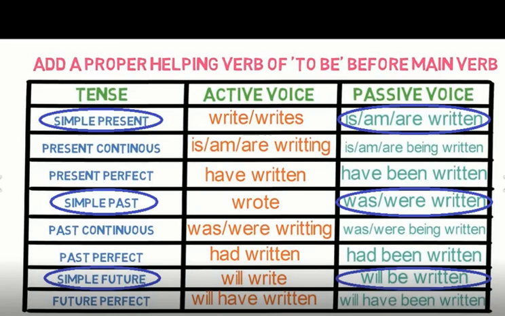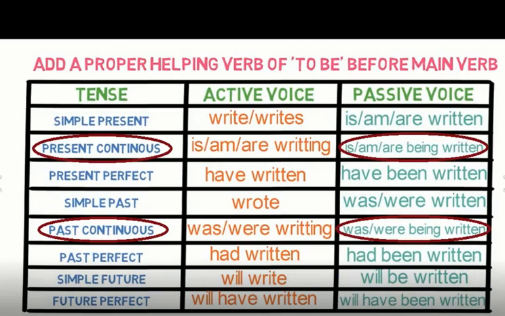Now look at the tabular column. Simple present tense, simple past tense and simple future. In passive voice, the helping verbs are used as the be form verb. In simple present it is am or are, and in past tense its past form was or were. Okay, in simple future, will be, the form be is used. So in order to give the same meaning in the passive voice, we have used this helping verb.